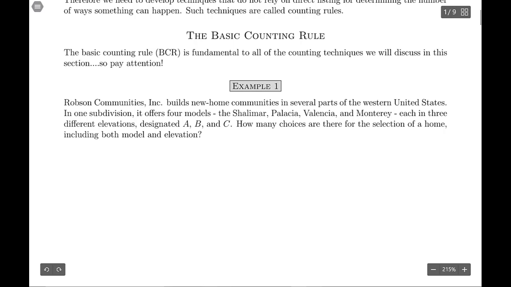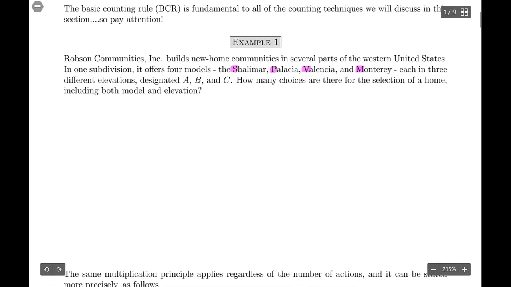So for illustrative purposes, we will just use the first letter of each one of these models, and I'm going to list these in a column. So we have S, P, V, and M. And then each one of these is offered in 3 different elevations, A, B, and C. And that applies to all 4 of your choices.